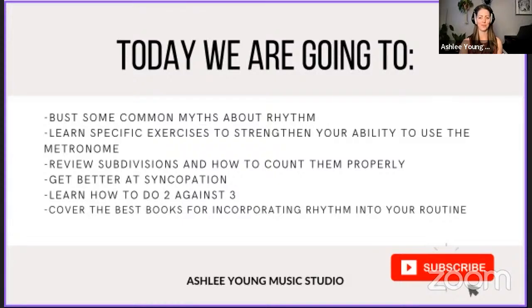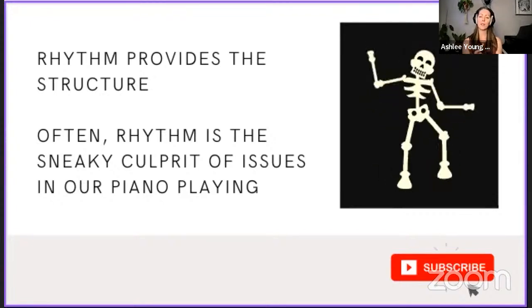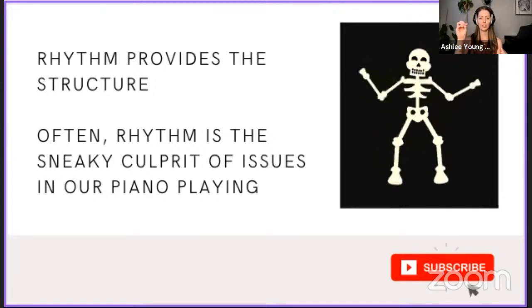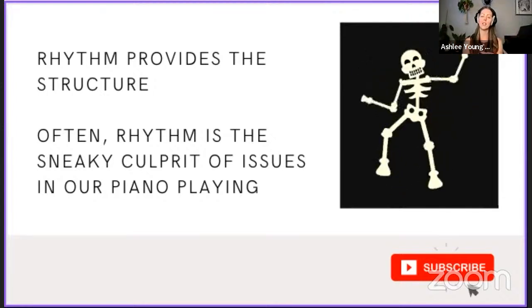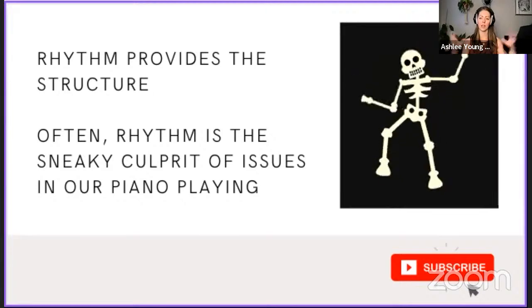And then I'm going to share with you some of my favorite resources for incorporating rhythm into your piano practice routine. So, some common thoughts about rhythm is that rhythm provides the structure for our pieces of music, right? And I put a little picture of a little dancing skeleton here because my friend Stephanie, who's an amazing pianist and instructor, always uses the analogy that rhythm is kind of like the bones.